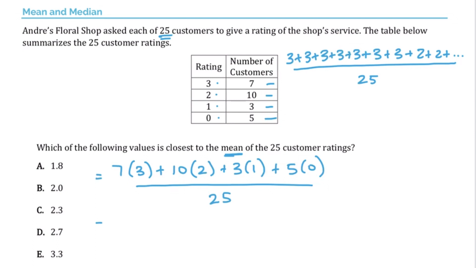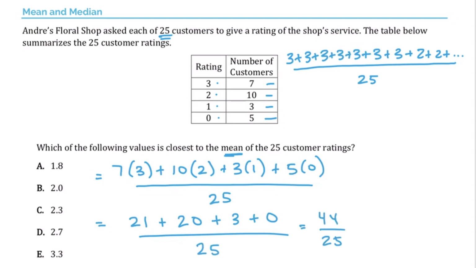So what is our next step? 7 times 3, we have 21, plus 20, plus 3, plus 0, all divided by 25. That's 44 on top divided by 25 on the bottom, which is 1.76. The question says which one is closest. So 1.76 is closest to which answer choice, and it's closest to A, which is 1.8.